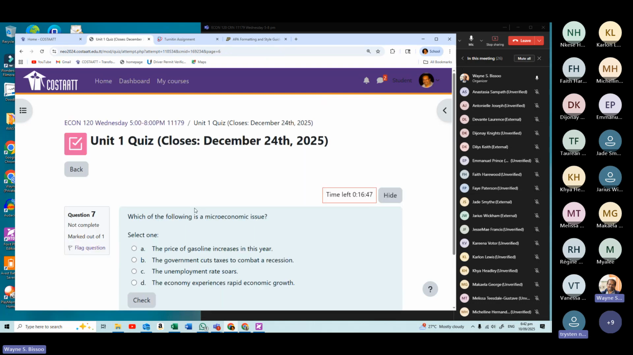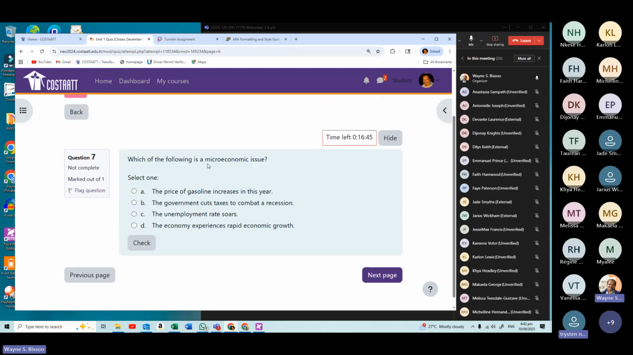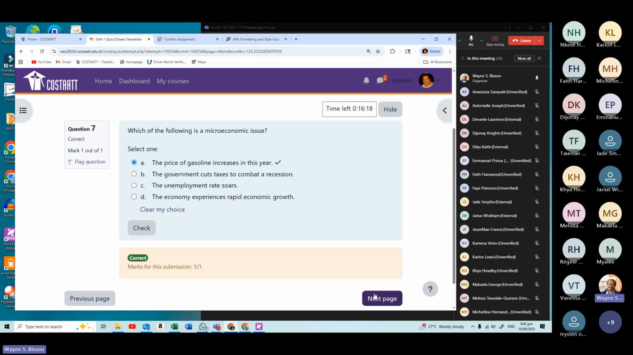Next. Which of the following is a microeconomic issue? The price of gasoline increases this year. The government cuts taxes to combat recession. The employment rate soars. The economy experiences rapid growth. Which of these is a microeconomics issue? A. Right?